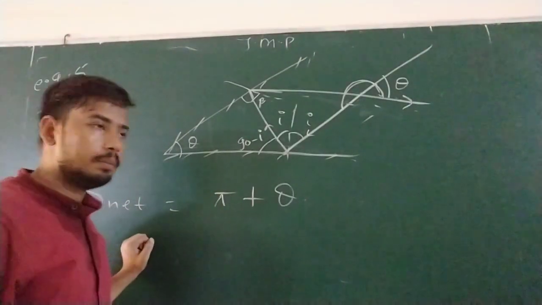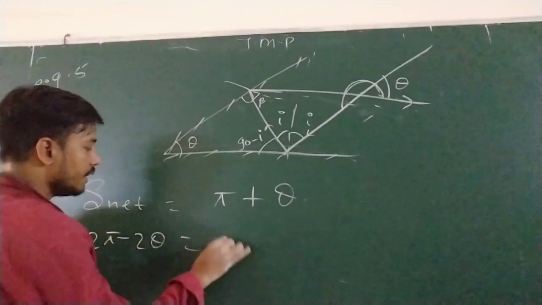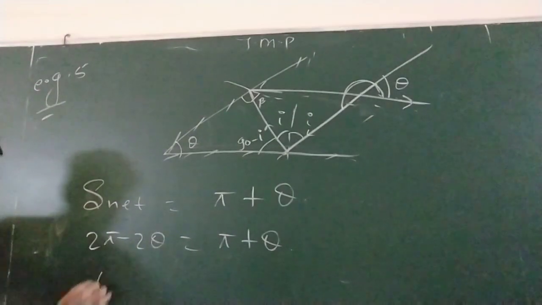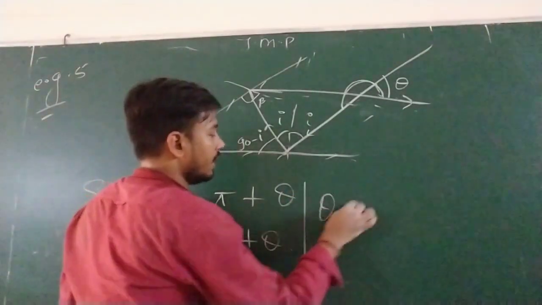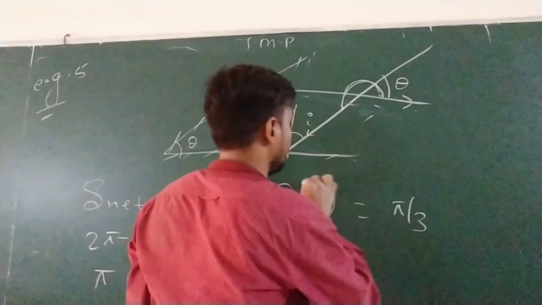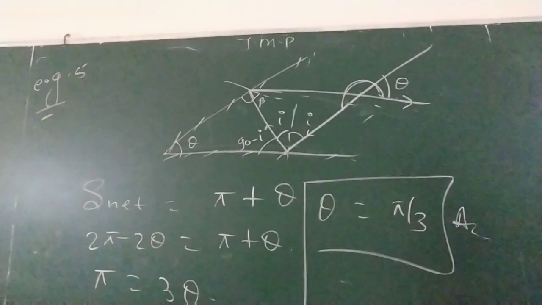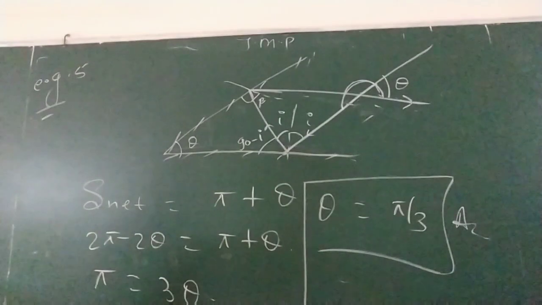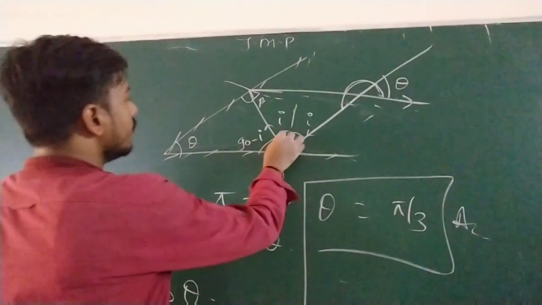And what I told you, the formula of deviation? 2 pi minus 2 theta is equal to pi plus theta. So this will go this side, this will come this side. So pi is equal to 3 theta. So theta is equal to pi by 3. So this is the answer. It means the angle between these two mirrors must be pi by 3. Get my points?